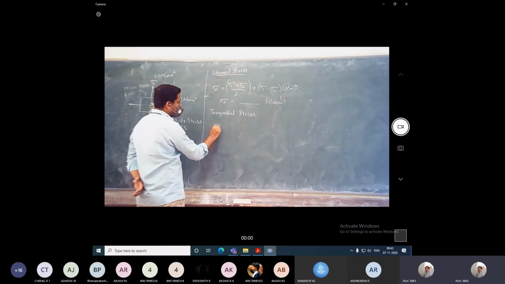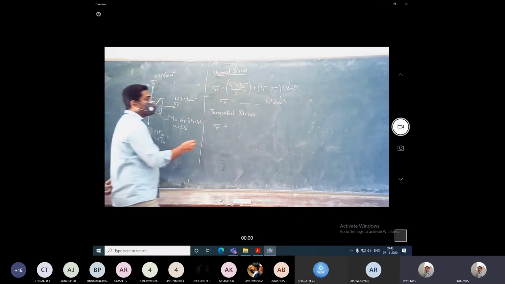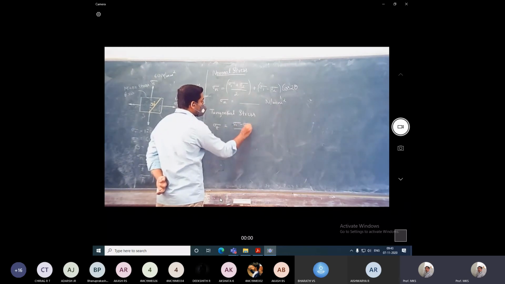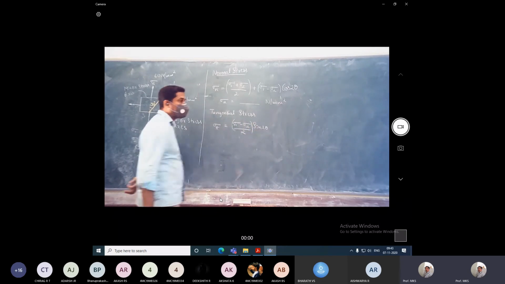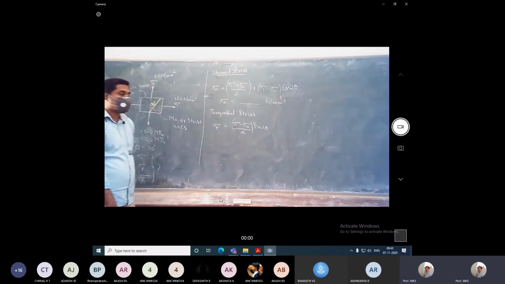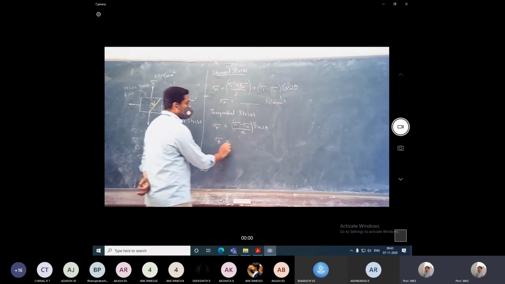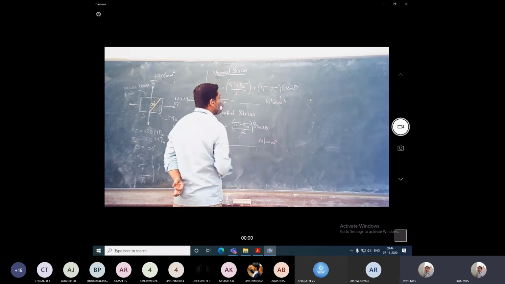Tangential stress sigma t is given by, what is the equation? Sigma t is given by (sigma 1 minus sigma 2) by 2 into sine 2 theta. It is a direct equation which is derived. So you find out this. So this will be Newton per mm square.